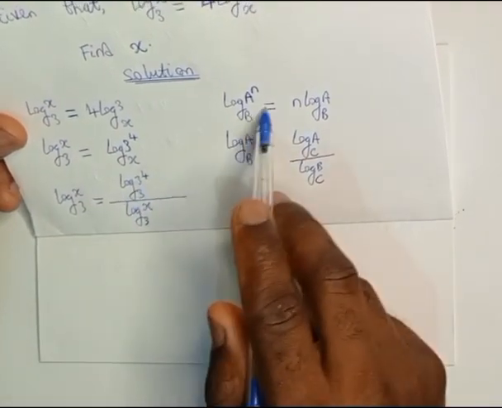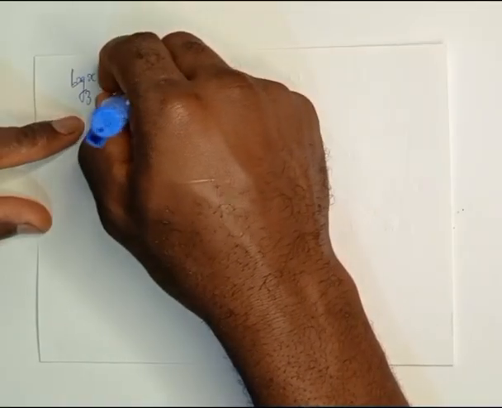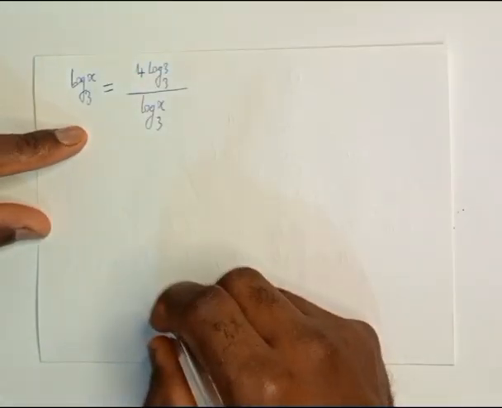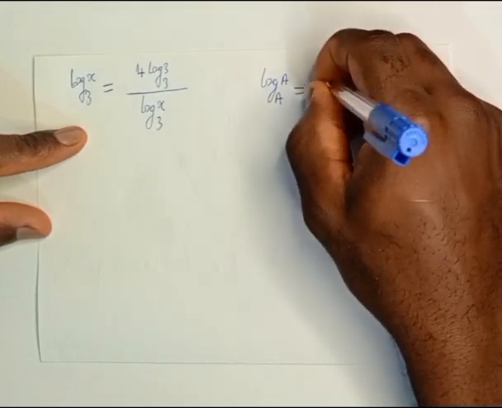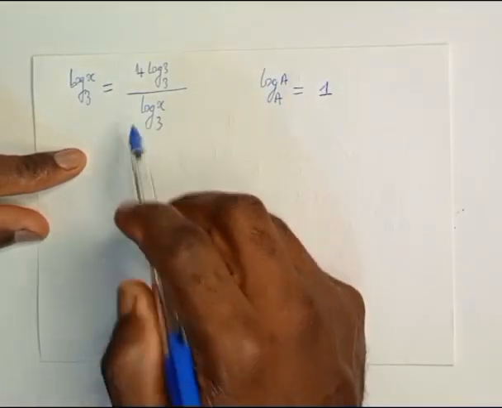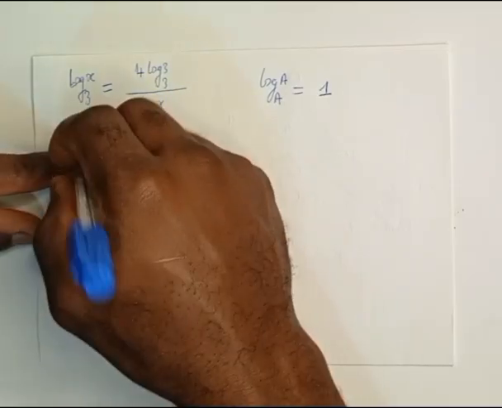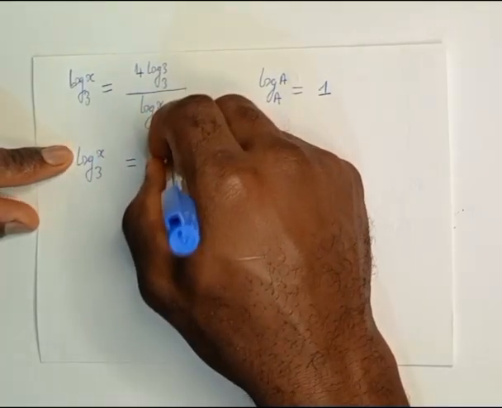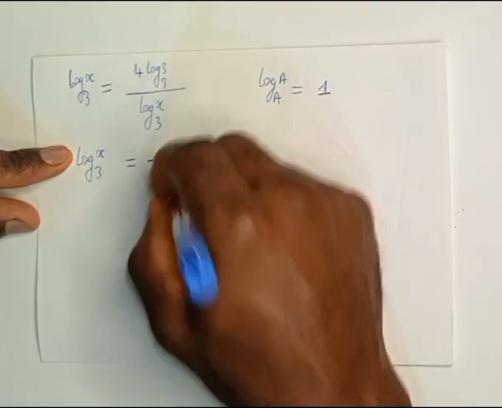Applying the law of power, it gives us 4 log 3 base 3 all over the log of x base 3. The log of a base a is equal to 1. It simply means log 3 base 3 is equal to 1. 4 times 1 remains 4. This will give us log x base 3 to be equal to 4 all over log x base 3.